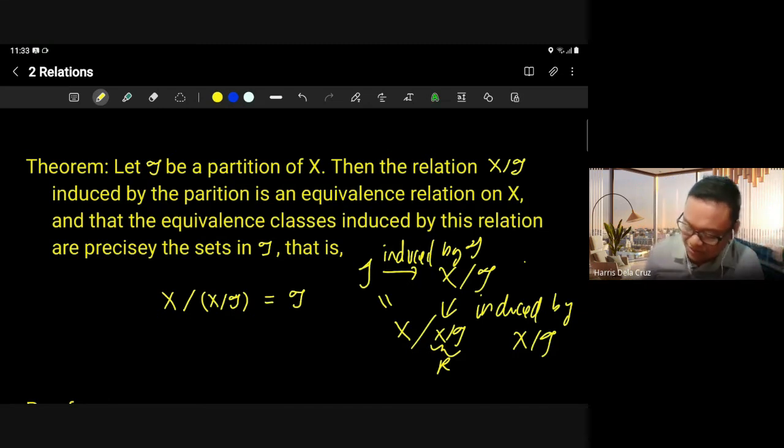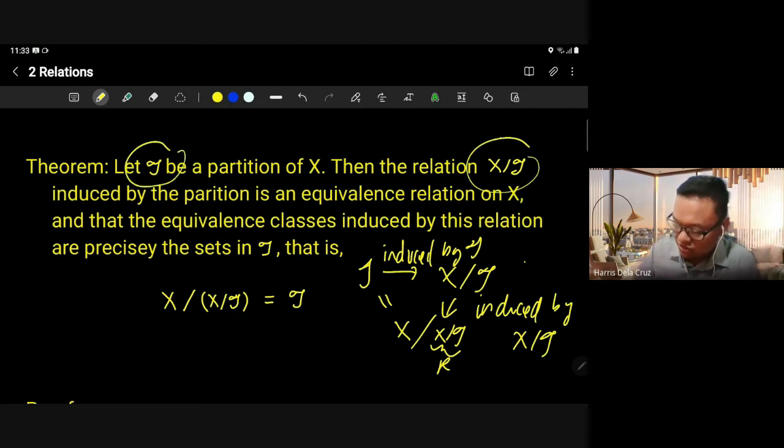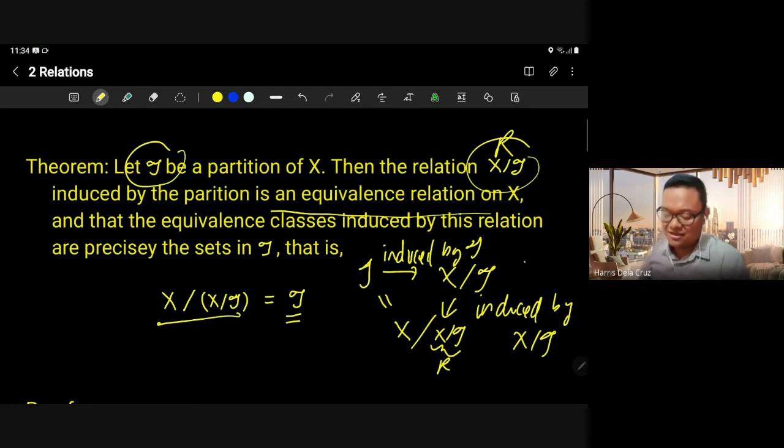Ulitin natin. Meron akong partition. Okay? In-induce ko yung relation na to. So, this is a relation. Ang unang statement, equivalence relation daw siya. So, that's number 1. Number 2, since equivalence relation siya, mag-i-induce siya ng partition. Aling partition yung i-induce niya? Ito. Yan yung i-induce na partition ng X over T. Ang sinasabi ng theorem, equal lang din siya sa original partition. Okay? So, that completes the relationship between the partition and the induced relation.